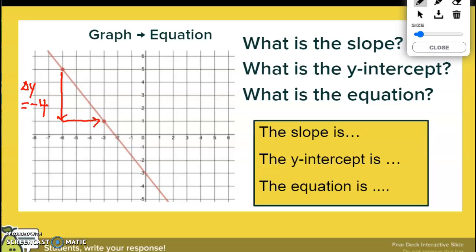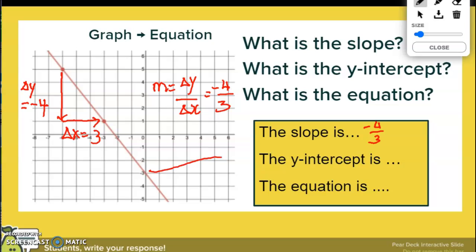While as you're going to the right, so delta x is going to be positive because you're going to the right and it's going by 3, so delta x is going to be 3. Slope is always delta y over delta x, which is negative 4 over 3. So I know the slope is negative 4 over 3. Now, what is the y-intercept?